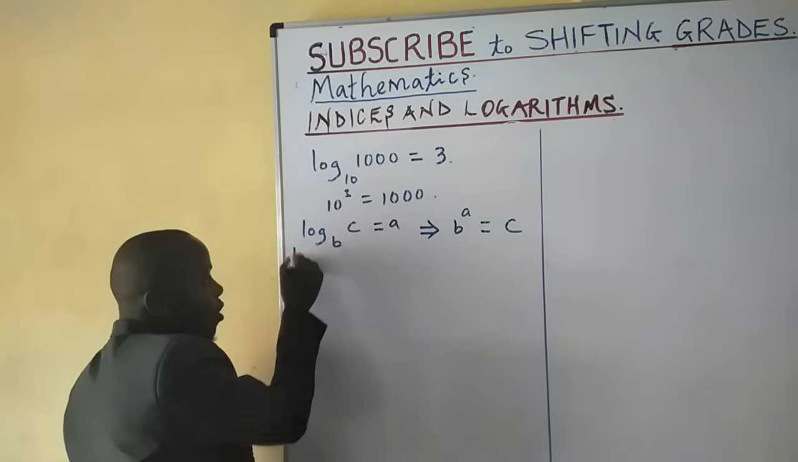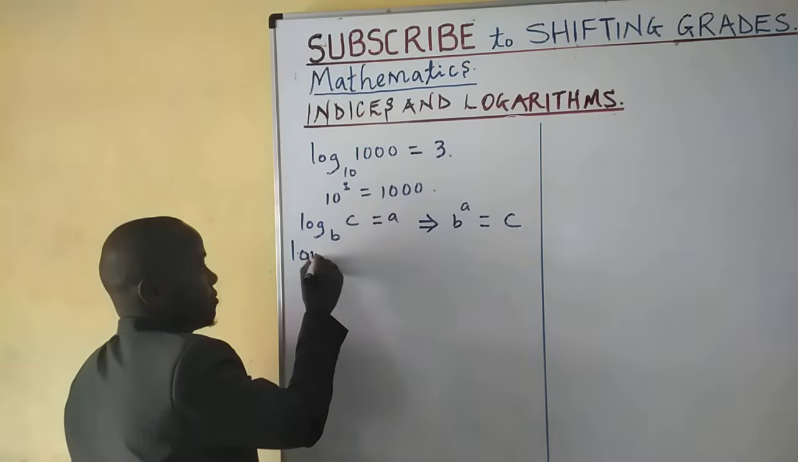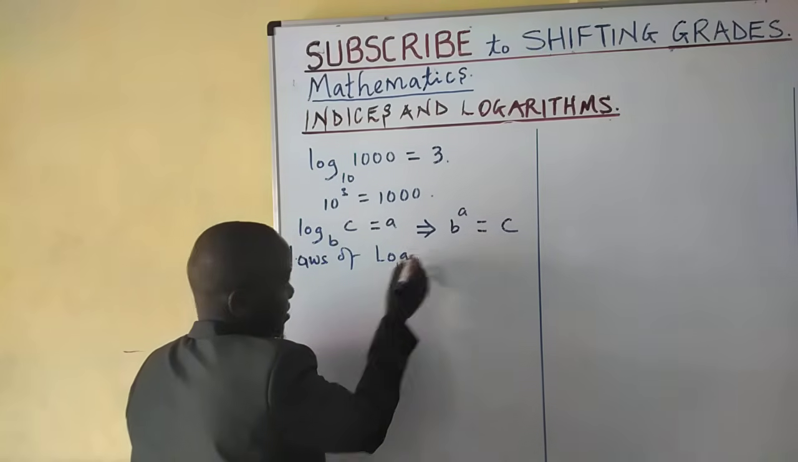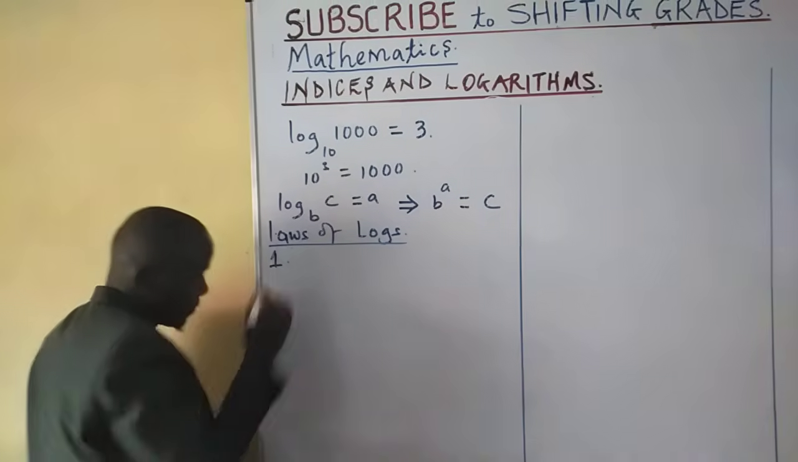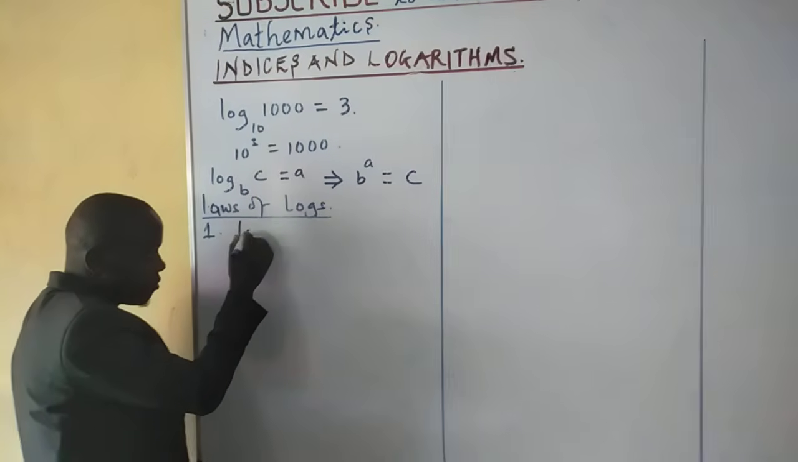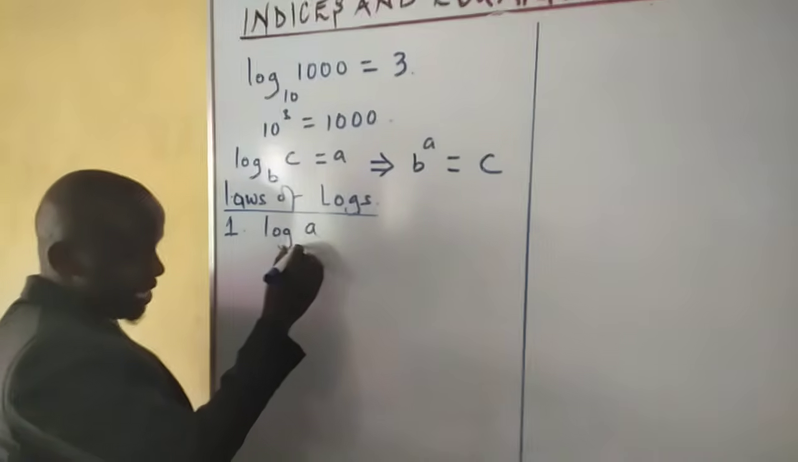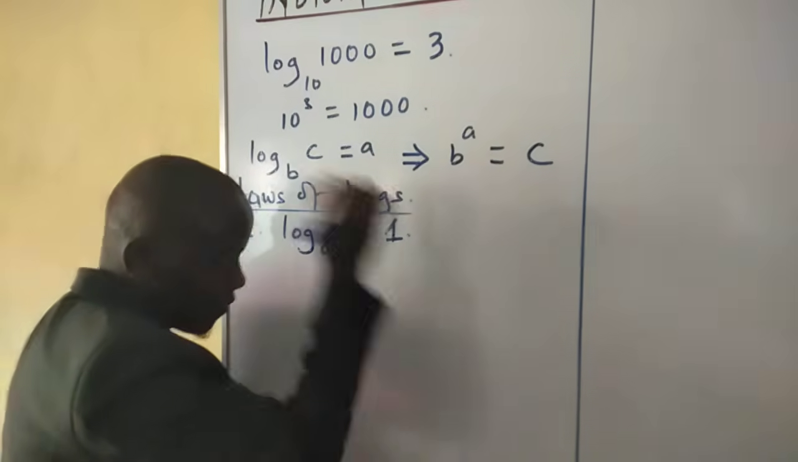I now want to give the laws of logarithms. The first law says that the logarithm of a number, for example a, to base a is equal to 1.